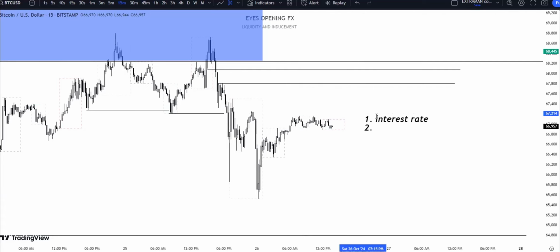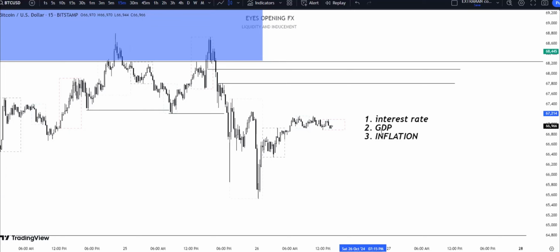Number two, we have GDP, gross domestic product. The economy of the country, if it's growing or in recession, booming phase, and so on. So if it's a recession or booming phase, like how the economy is doing in the country, this can also affect the currency.